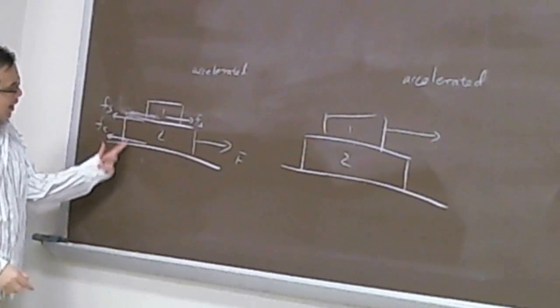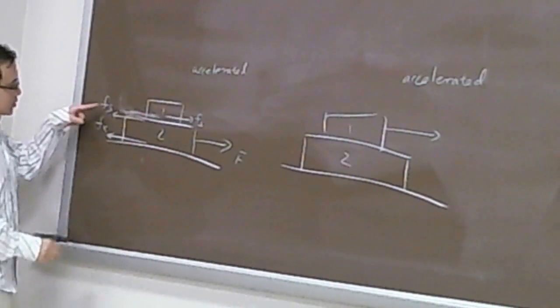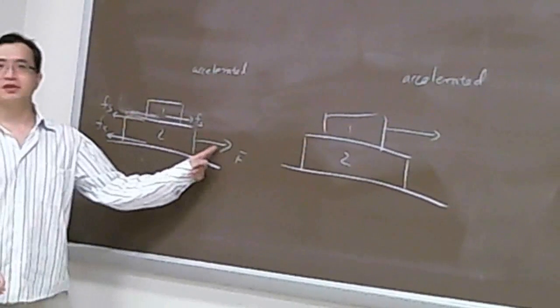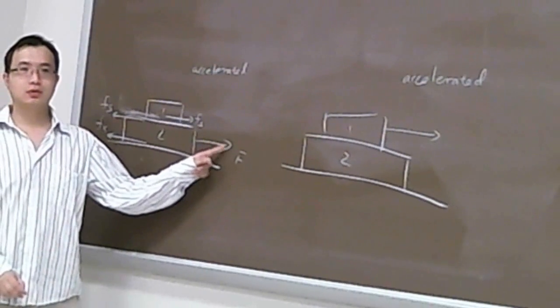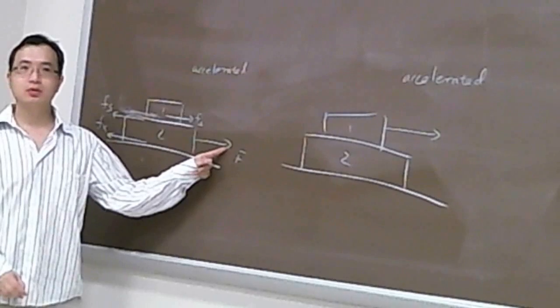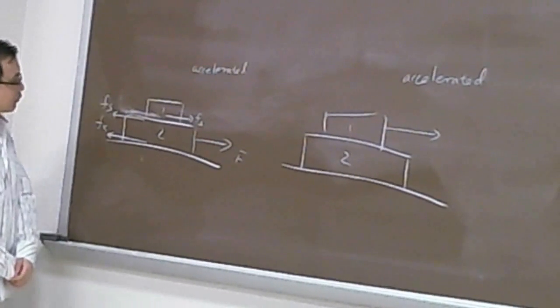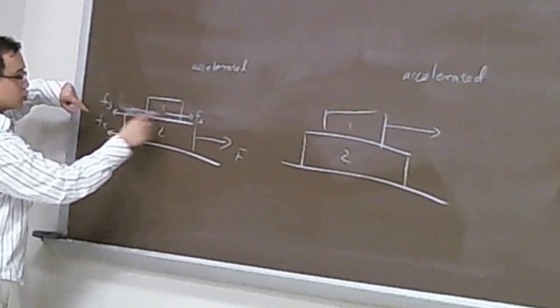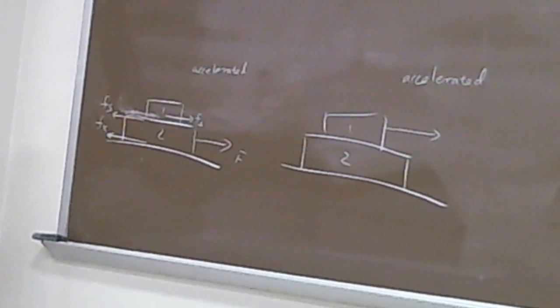So block 2 actually has two frictional forces opposite to F. And this plus S should be smaller than F. So there is really one more strong condition to that. Okay. Any question here? And for the whole system, of course, these two are internal forces. Okay?